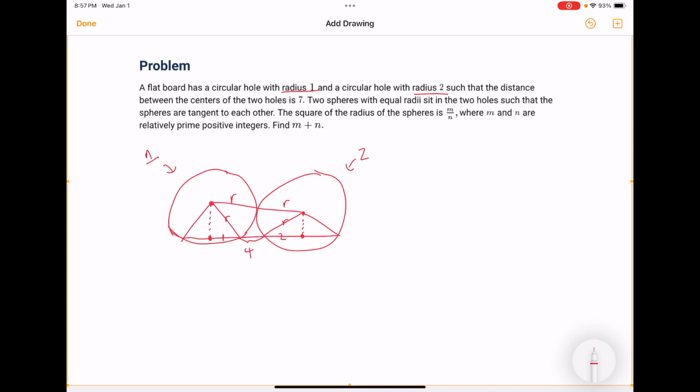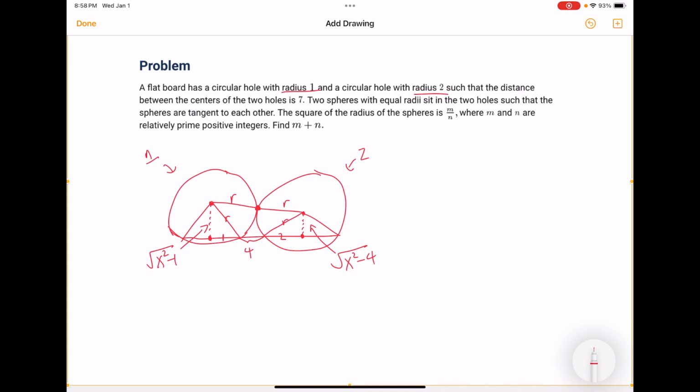So the height would be the square root of x squared minus 1, because 1 squared plus the height squared is equal to r squared. Rearranging that, the height is equal to the square root of x squared minus 1. And the height for this one would be the square root of x squared minus 4. This line goes through the point of tangency, and I'm going to draw the perpendicular bisector of the chord.